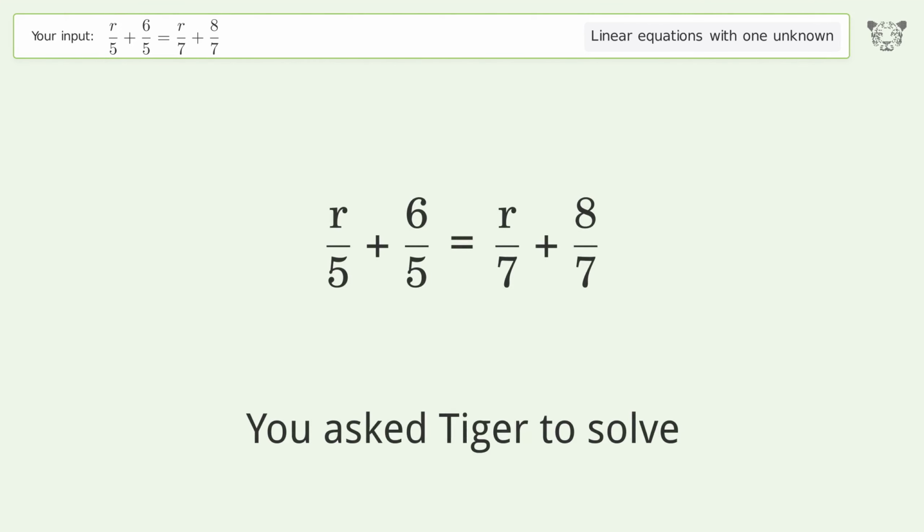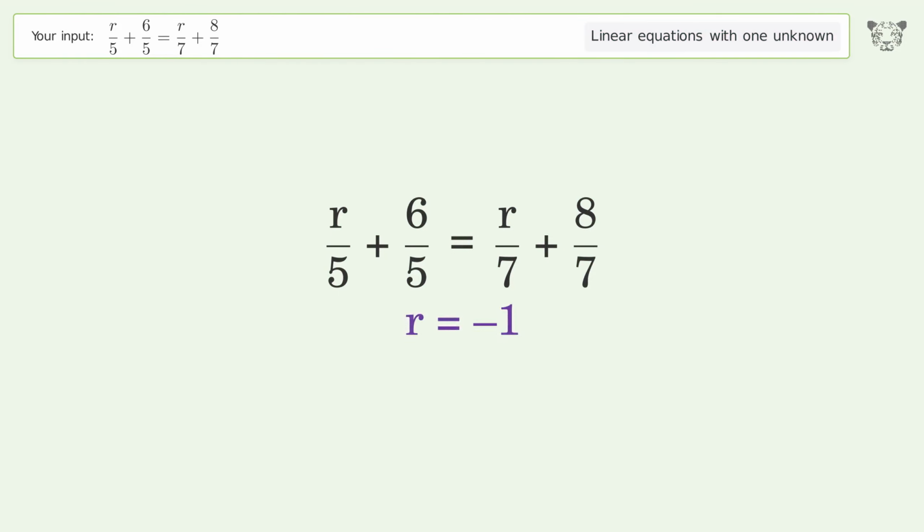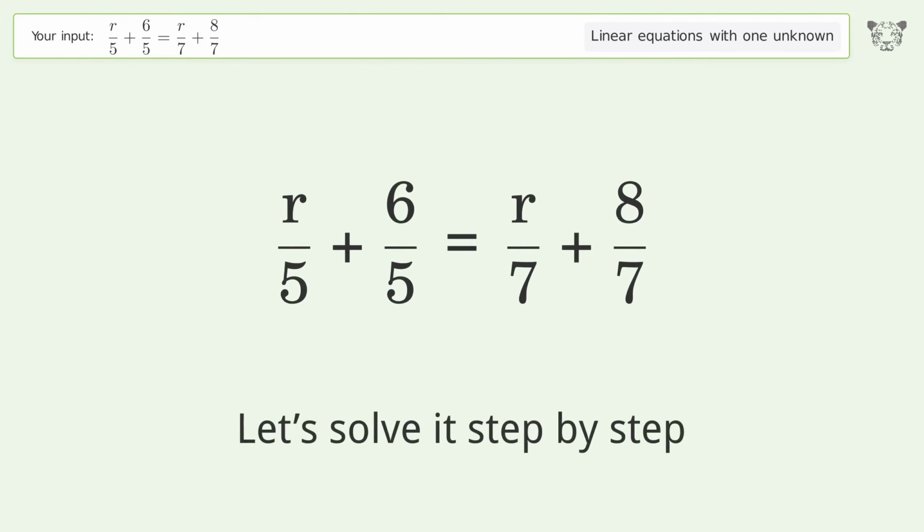You ask Tiger to solve this. This deals with linear equations with one unknown. The final result is r equals -1. Let's solve it step by step.